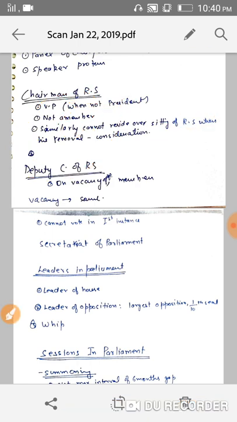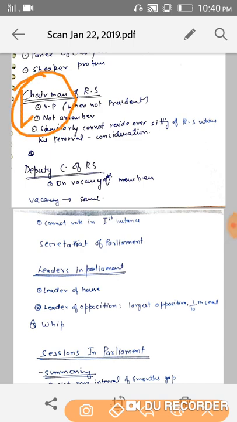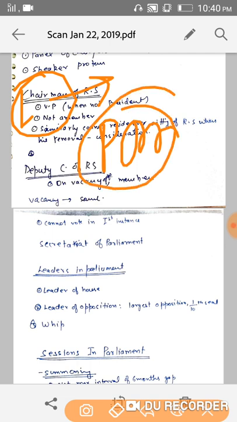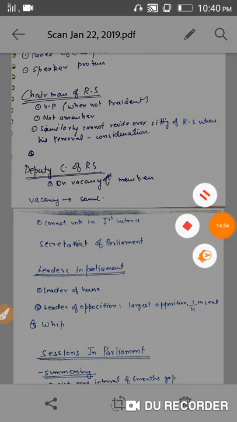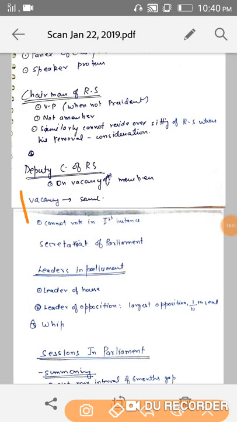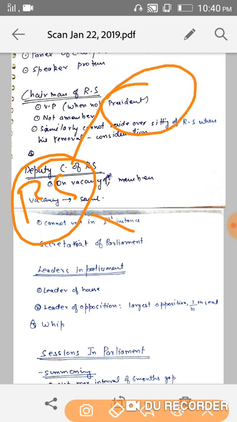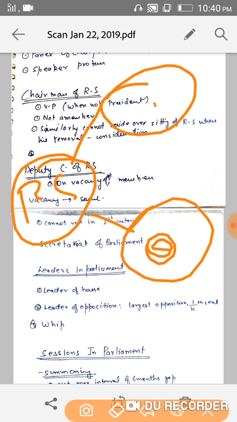Then the Leader of the House. In the rules of Lok Sabha, the Leader of the House would mean the Prime Minister of the country, if he is a member of Lok Sabha, or a minister appointed by the Prime Minister. However, in Rajya Sabha, the Leader of the House would be either a minister or a member of Rajya Sabha appointed by the Prime Minister for the same work.